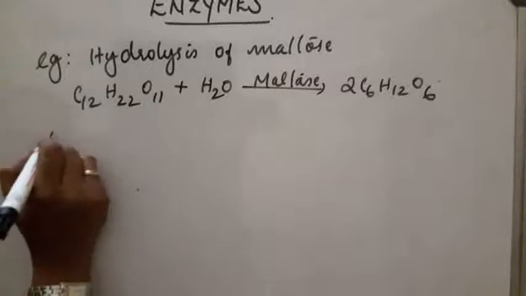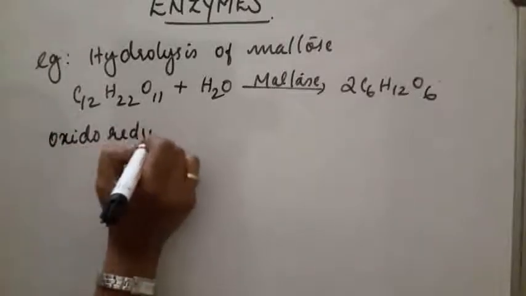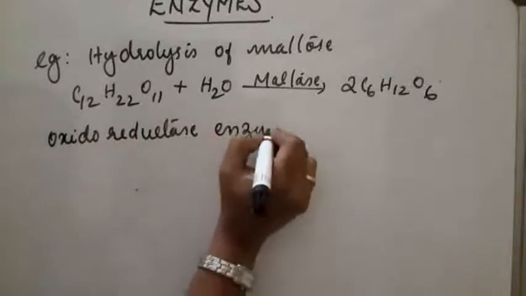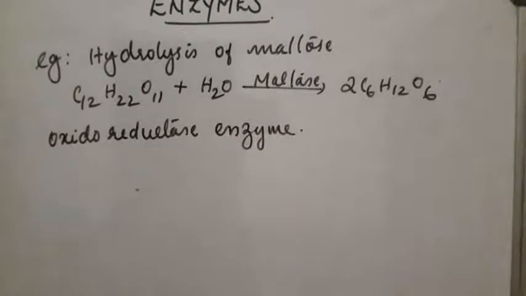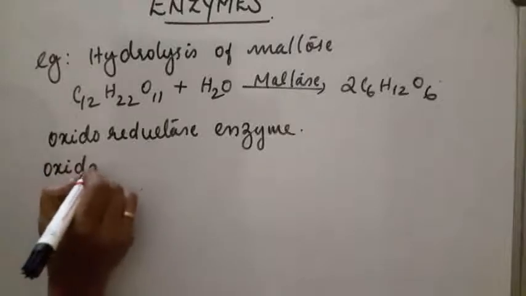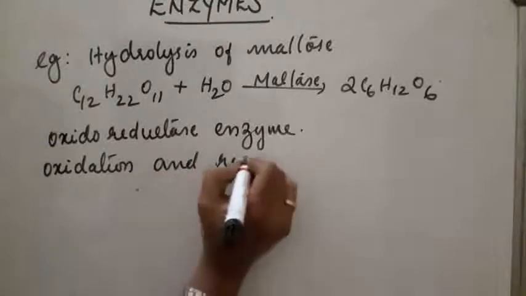Another enzyme is oxidoreductase enzyme. In this case, the enzyme catalyzes both oxidation and reduction reactions. So they got its name, oxidoreductase enzyme. That is oxidation. They catalyze oxidation and reduction simultaneously.